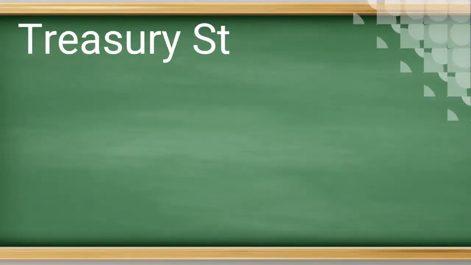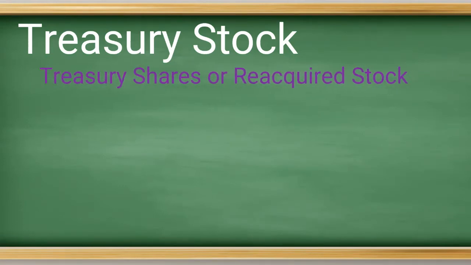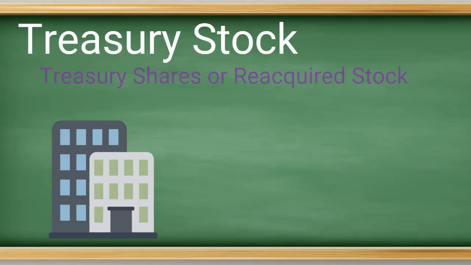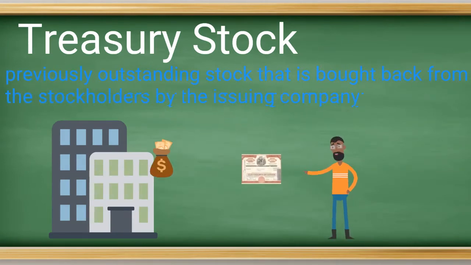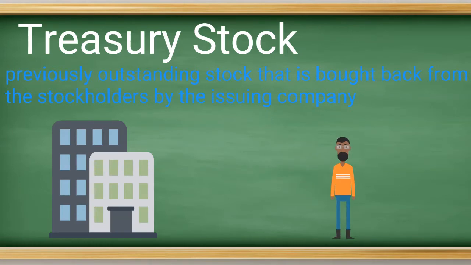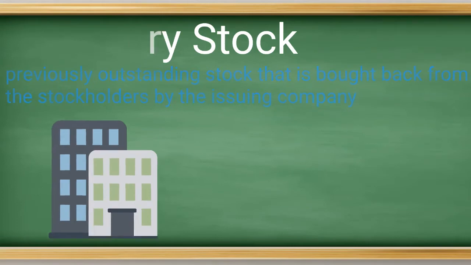So what is treasury stock? Treasury stock, also known as treasury shares or reacquired stock, is defined as a previously outstanding stock that is bought back from the stockholders by the issuing company. The result is that the total outstanding stock in the market has decreased.